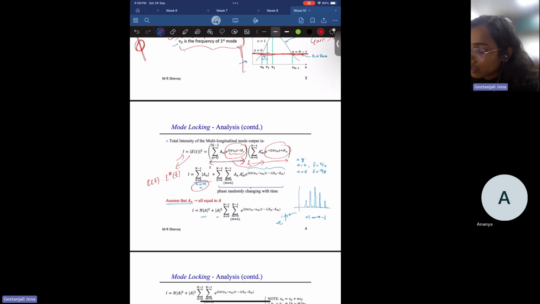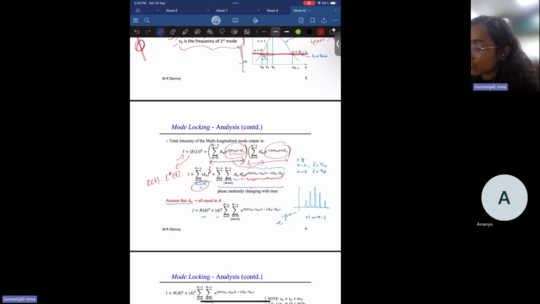So that means we have only an square. So we have an square, summation of an square where n equal to m. But when n is not equal to m, what do we have? We have amplitude an, am star, and this is the phase term that we have for n not equal to m. And you can see the phase is changing randomly with time.